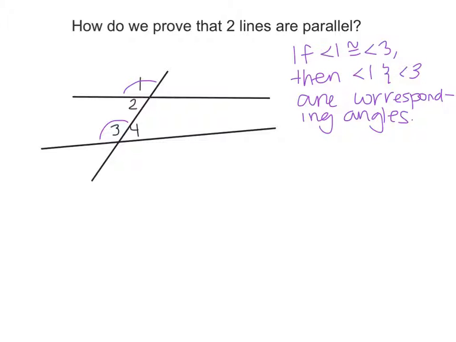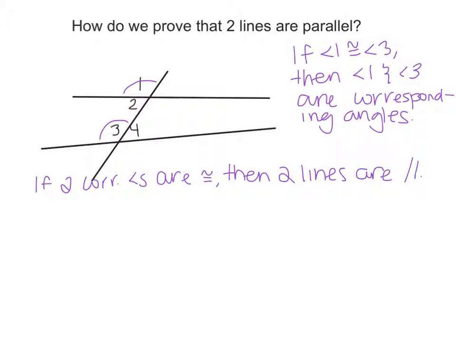You're right. So if angle 1 is congruent to angle 3, then angle 1 and angle 3 are corresponding angles, okay? Now, if two corresponding angles, I'm just going to write CORR, are congruent, all right, then those two lines are parallel. Yesterday we talked about if two lines are parallel, then the two corresponding angles are congruent.